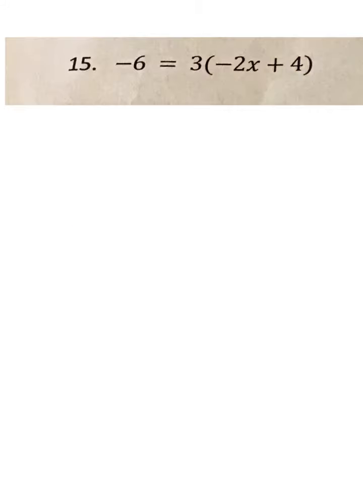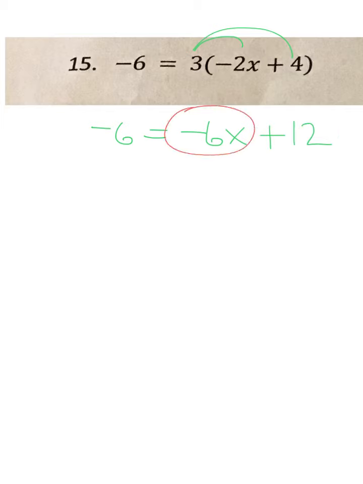Okay, problem 15. We are going to do the distributive property. 3 times negative 2x is negative 6x. 3 times positive 4 is just plus 12. I'm going to circle the negative 6x, which means I want to get that negative 6x by itself. So I'm going to subtract 12 from both sides.